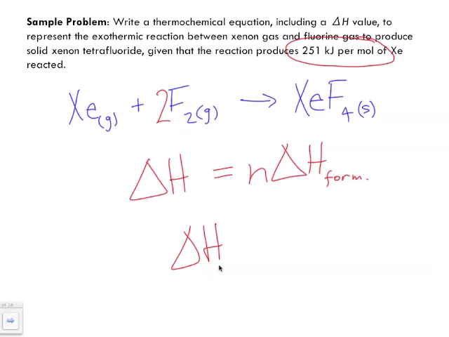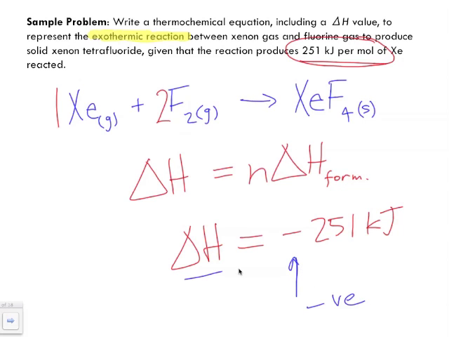So our delta H really doesn't change, because look at this. The number here in front is really represented by 1 mole. So our value here is equal to minus 251 kilojoules. And why is it a minus 251? It doesn't show it here, but if we look closely into this question, look what it says here. Exothermic reaction. So in an exothermic reaction, as we've said before, our value here must show a negative for our change in enthalpy.